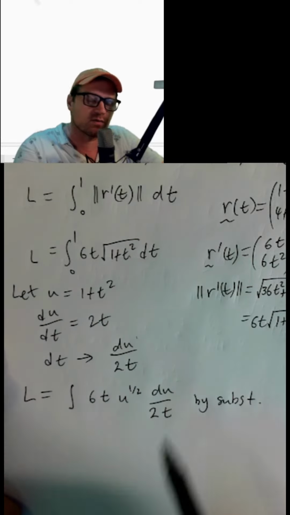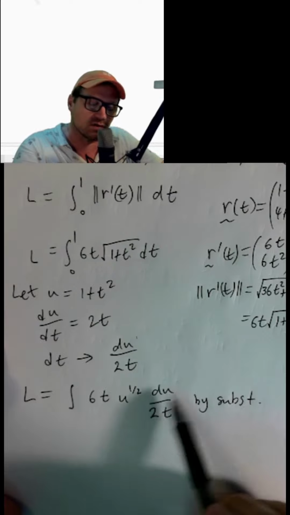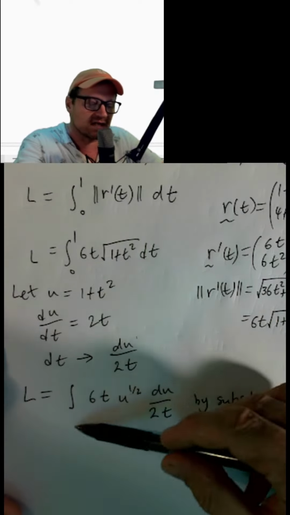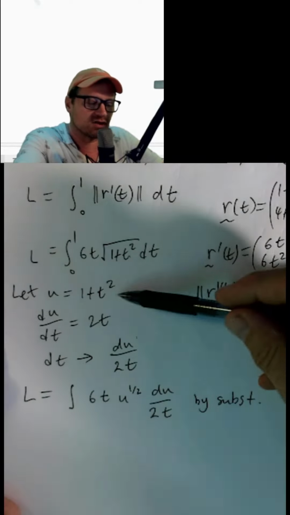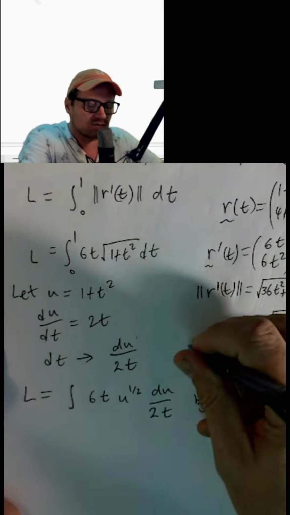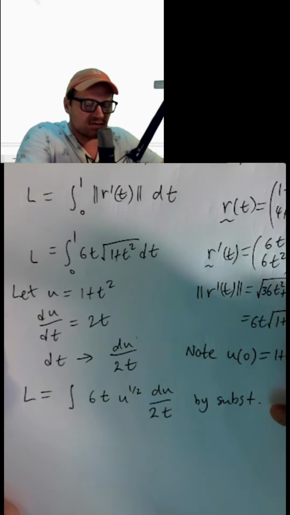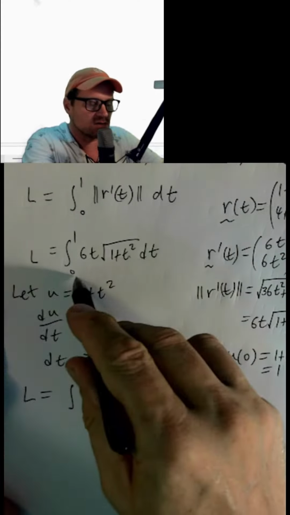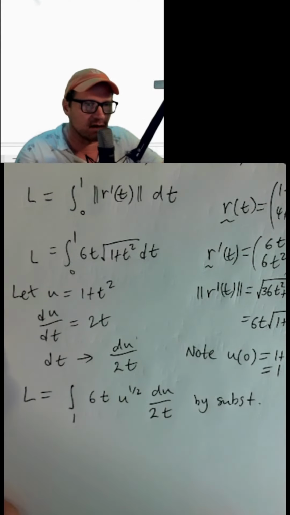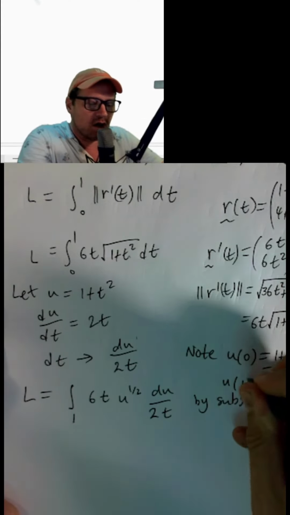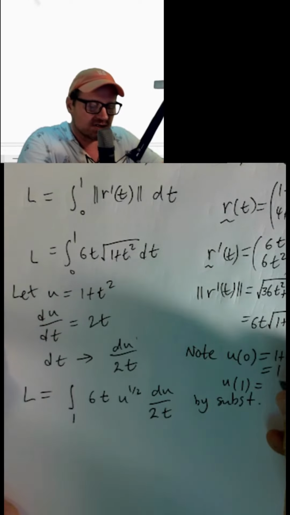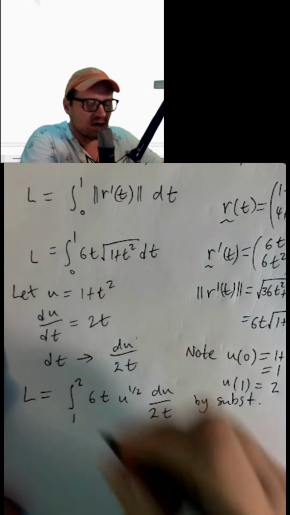Okay, but as soon as we replace the dt with a du there, we need to replace these bounds of integration in terms of u. So note u of 0 is 1 plus 0 squared, which is 1. So the 0 was down here, so we have a 1 there. And then u of 1 is 1 plus 1 squared, which is 2. So we have a 2 up here.